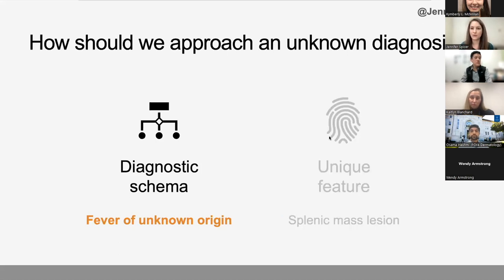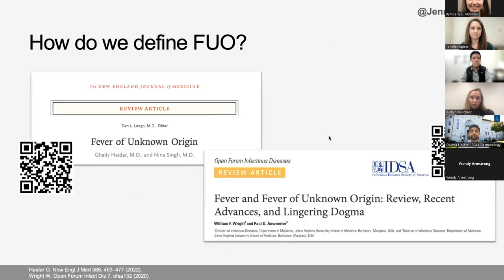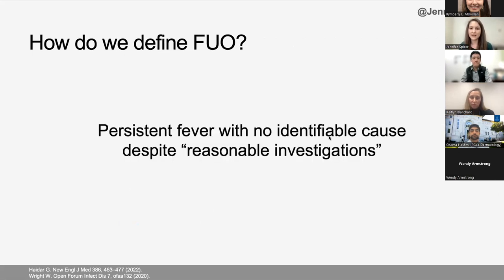So let's start with fever of unknown origin. First, I think it's important to define fever of unknown origin. These are two recent articles that were written about the topic that are really helpful if you want a reference. These are things that I share with learners on my team whenever we have a case like this. And the definition is having a persistent fever with no identifiable cause despite reasonable investigations. So breaking down what this means.